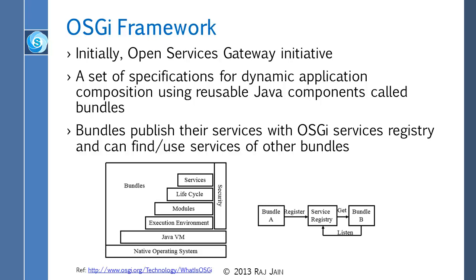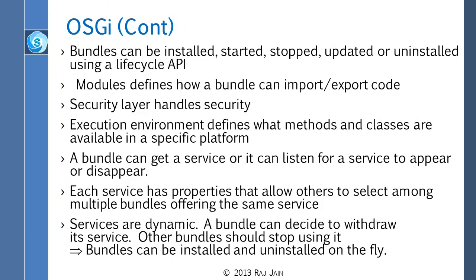That is something new with the service registry. Bundle B says, I need this service, whatever service it needs, and it will tell the parameters. Those parameters don't match anybody right now, so it will just wait until that service is available. Actually, it doesn't have to wait, it could do something else, and when that service is available, it will be informed. So the bundles can be installed, started, stopped, updated, or uninstalled. Basically, there is a lifecycle API there which allows you to do these things for any of the services.